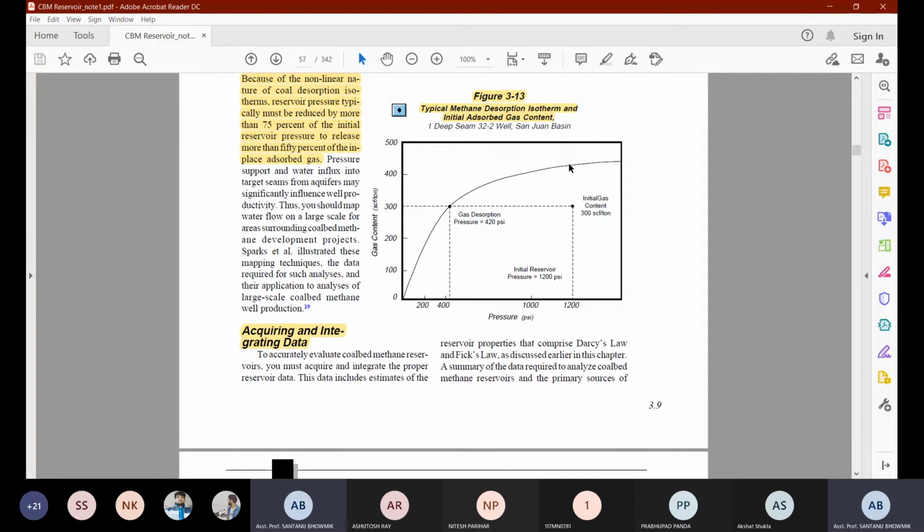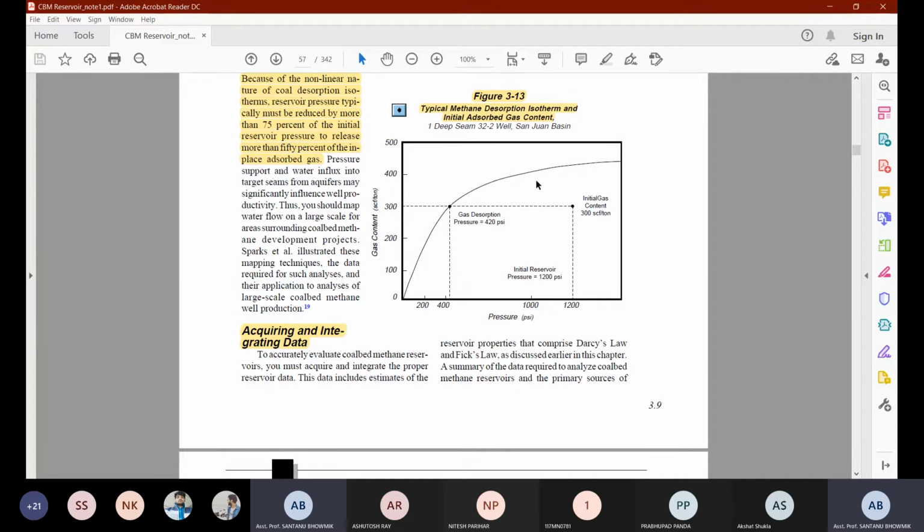This gas content is supposed to be 420 or much more than that, but initially the gas content is given as 300. So from 420 to 300 it is undersaturated. If you increase the pressure at this point, it can absorb much more gas, so the point is going to vary in the higher direction, and you are going to get this part of the graph.